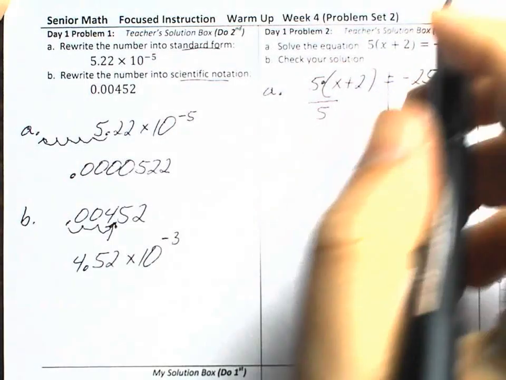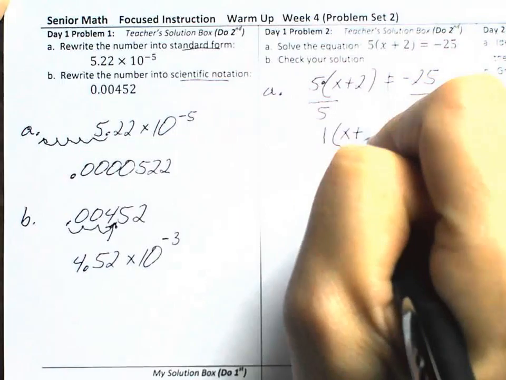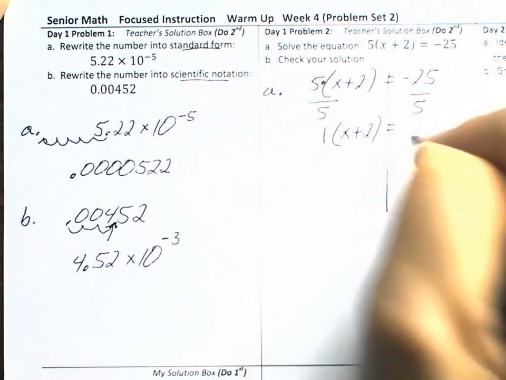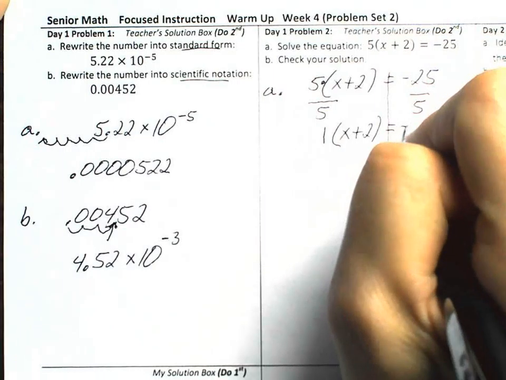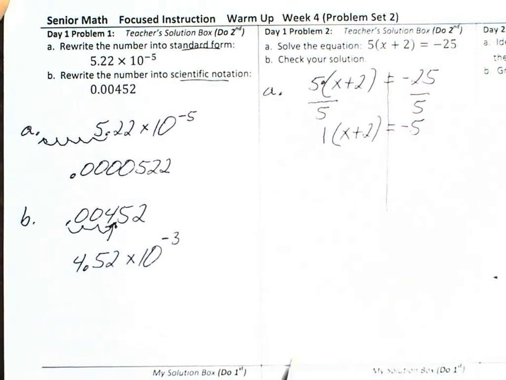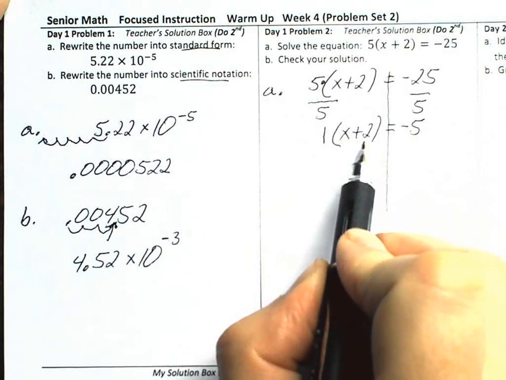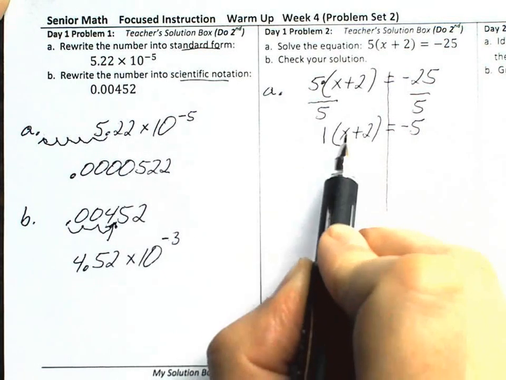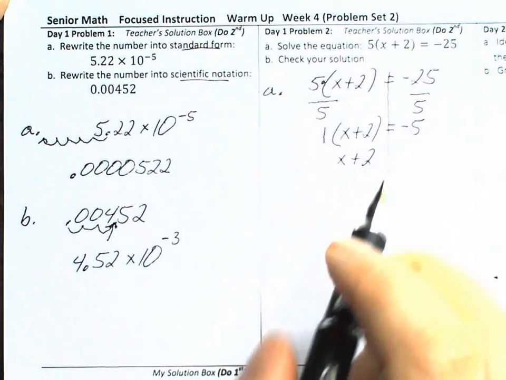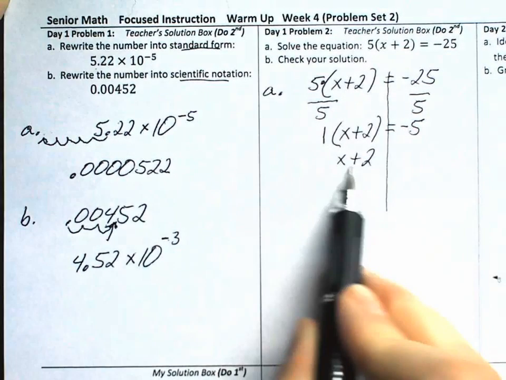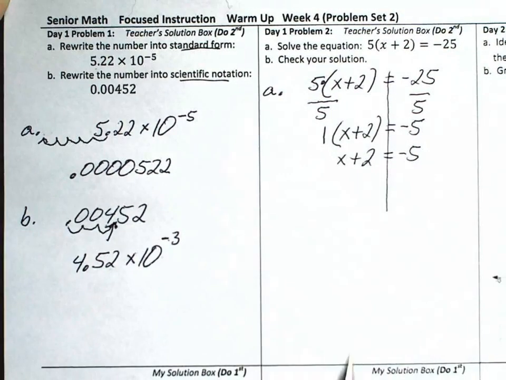5 divided by 5 makes 1 times the quantity x plus 2. And that is equal to negative 25 divided by 5 is negative 5. But instead of writing 1 times the quantity x plus 2, instead of having 1 x plus 2, we can just write x plus 2. That's 1 x plus 2, and that is equal to negative 5.